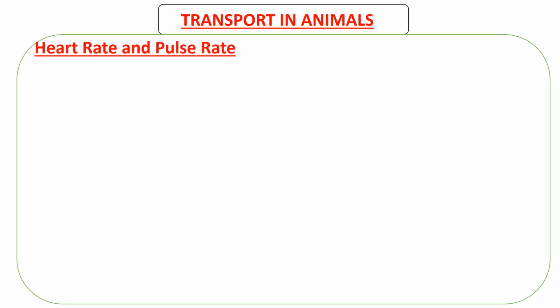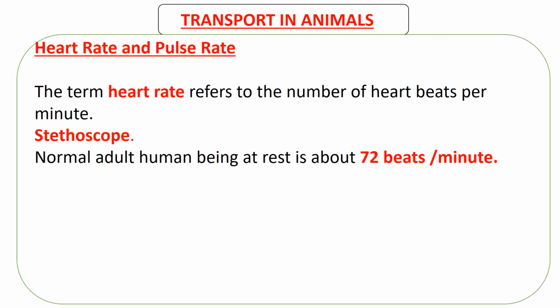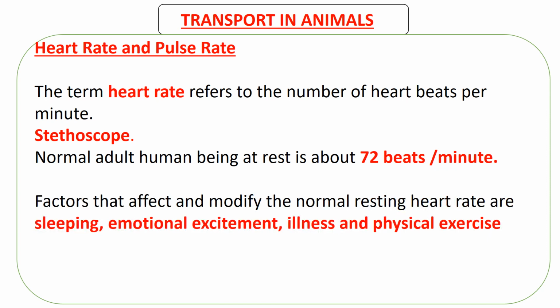So we are going to take a look at heart rate and pulse rate, which are just terms associated with the functioning of the heart. The term heart rate refers to the number of heartbeats per minute. It is measured by an instrument called a stethoscope. That thing which you're going to see around the necks of medical doctors, it's called a stethoscope. Very important too. Normal adult human beings at rest, that is when they are not exercising, have about 72 beats per minute.